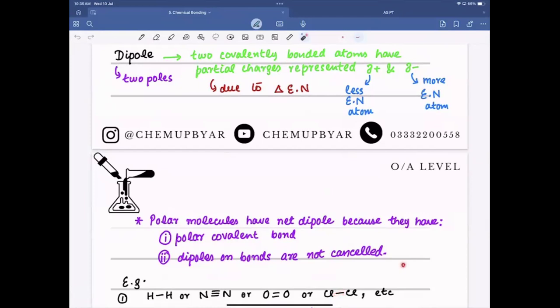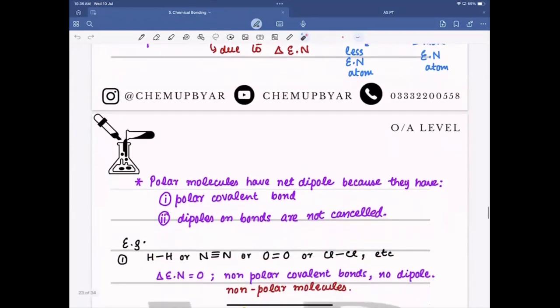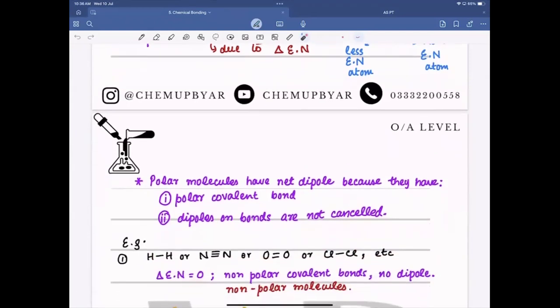See, understand the difference. If I compare these two, both are non-polar molecules, right? But here it is a non-polar molecule because its bond is non-polar. And here the bond is polar, but the dipoles are cancelled out, which makes it non-polar. Clear? So these have non-polar bonds. The difference in electronegativity is zero because of non-polar covalent bonds, there is no dipole, and hence the molecules are non-polar.